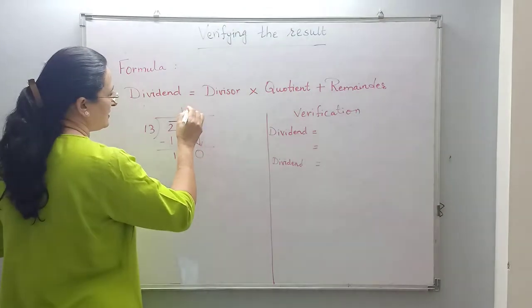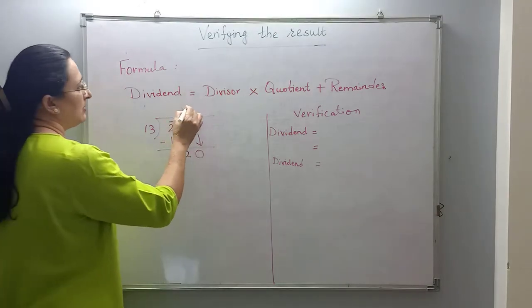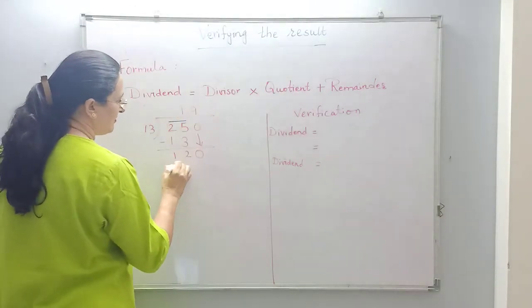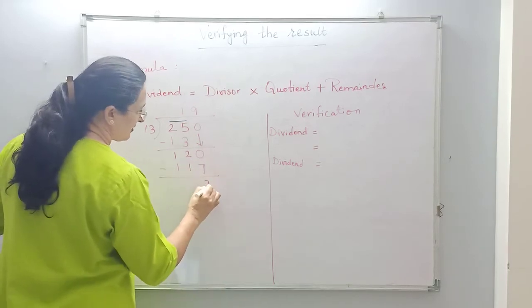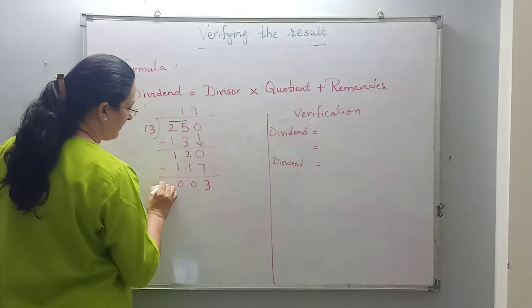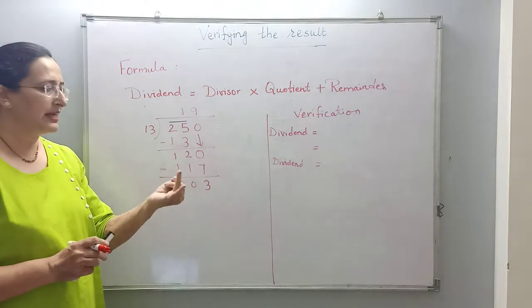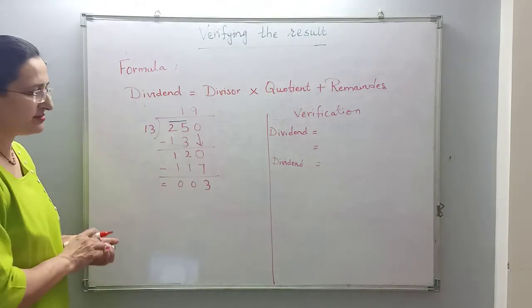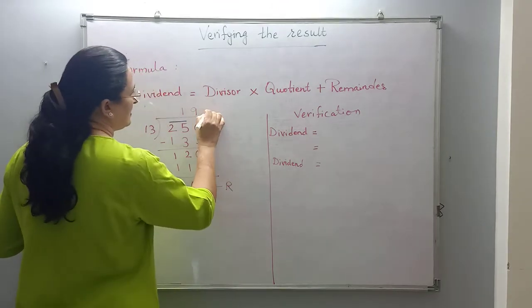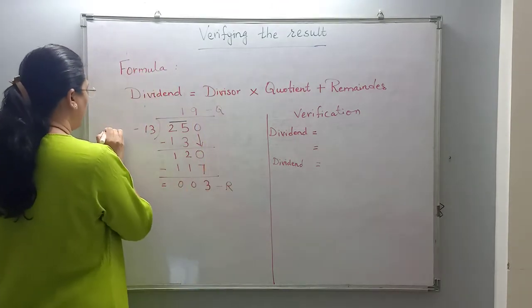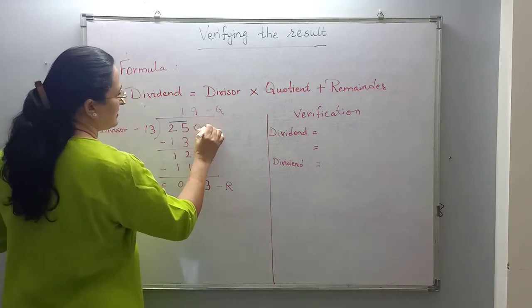So 13 nines are 117. And when we subtract, after 117, 118, 119 and 120. So 3 is remaining. So this is our remainder. This is our quotient. And this is our divisor. And this is our dividend.